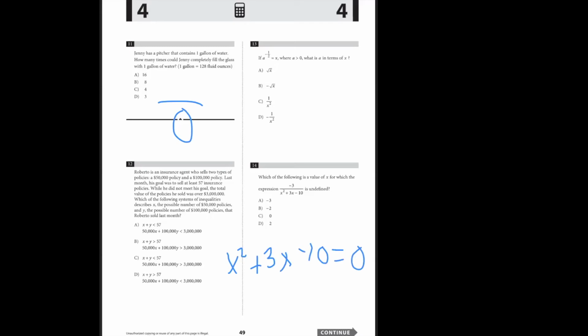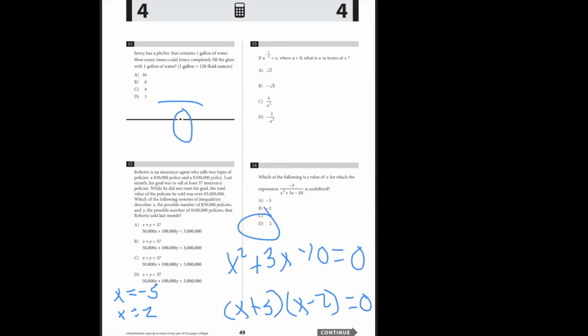And how do we do that? How do we figure out when it's equal to 0? Well, all we have to do is factor. I think that a common factor that goes into both is 5 and negative 2. So really, this can be rewritten as (x + 5)(x - 2). So when x is equal to negative 5 and when x is equal to 2 is when it will be undefined. So I'm not seeing a negative 5 there, but I do see 2, so that's the answer.